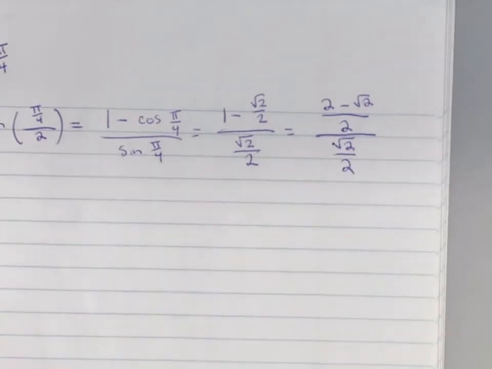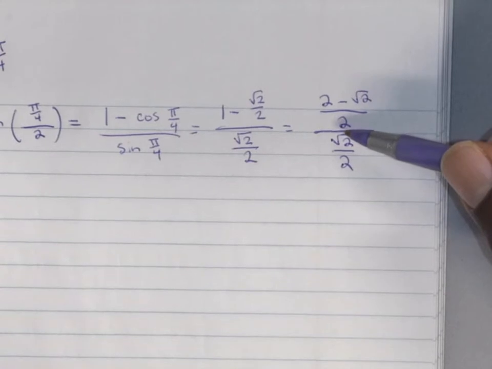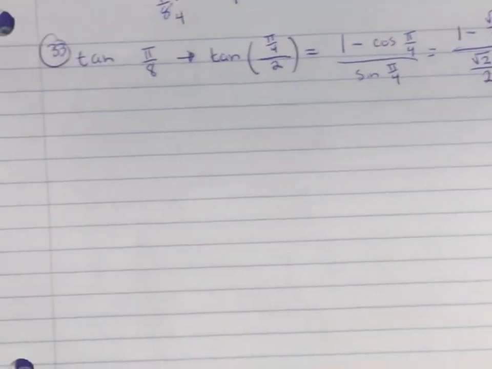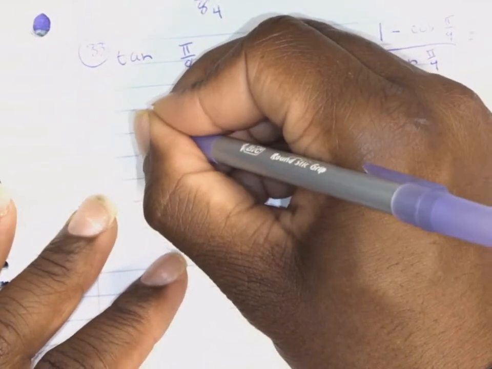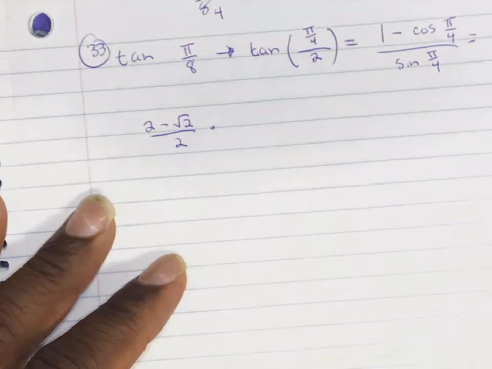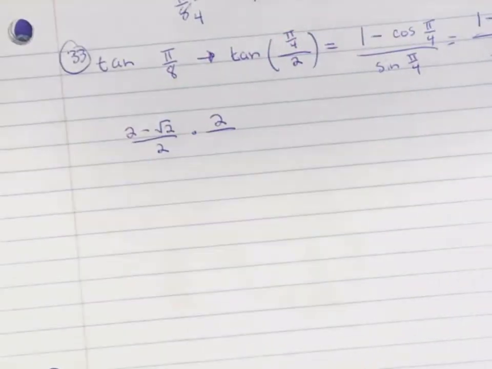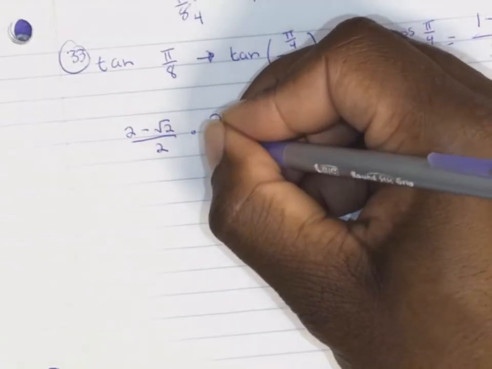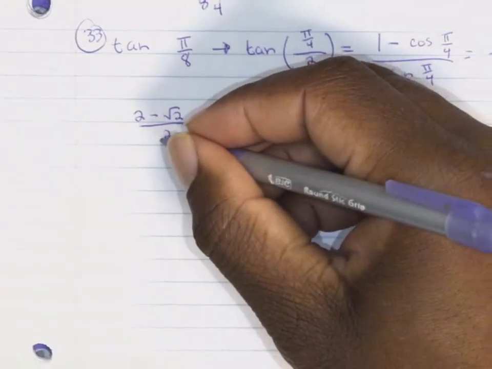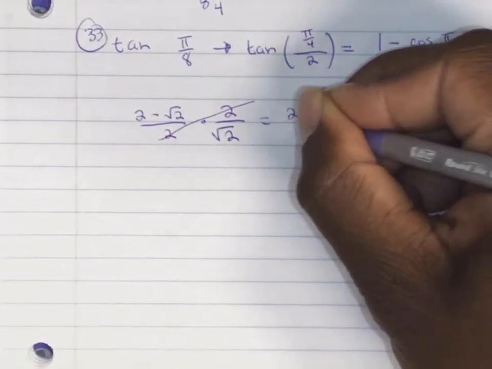Now, since this is a fraction, I can't just go straight across. I need to multiply by the reciprocal. I'll come to a new line to do that. So I'll keep the top part, 2 minus root 2 over 2. I'll multiply by the reciprocal of the denominator. So I'm going to flip the denominator to be 2 over root 2. These 2's cancel, and what I have is 2 minus root 2 all over root 2.